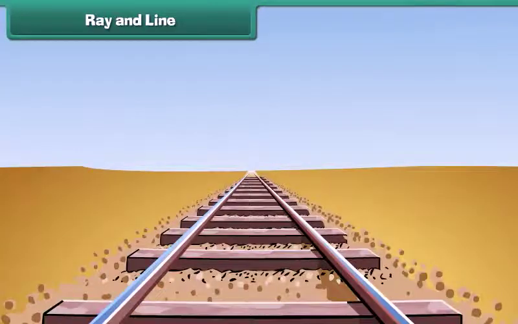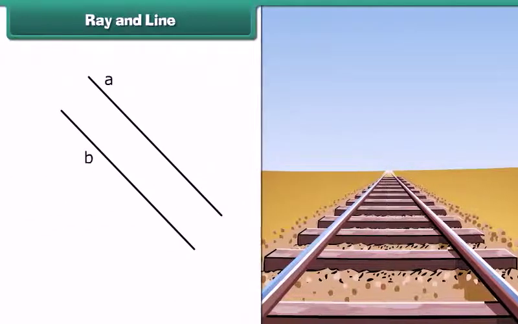Now notice this railway track. The 2 sides of track do not cross one another. These sides are parallel. Similarly, 2 lines are said to be parallel lines if no matter how far the lines extend in either direction, they never cross each other.